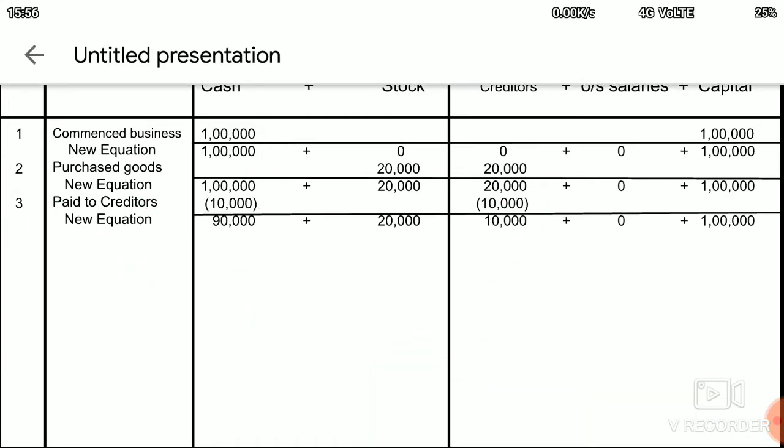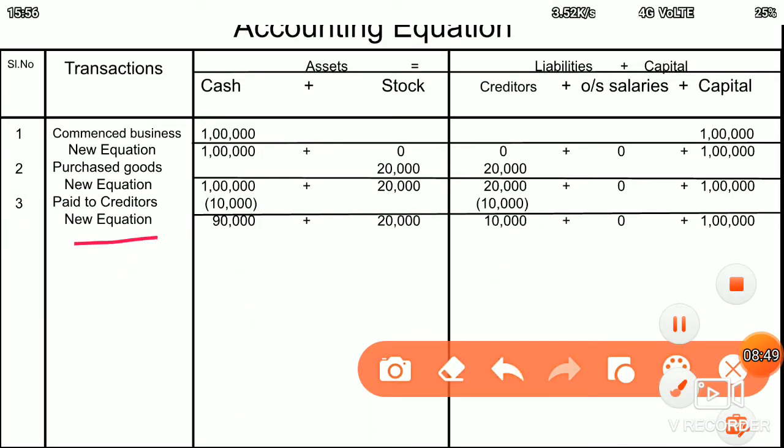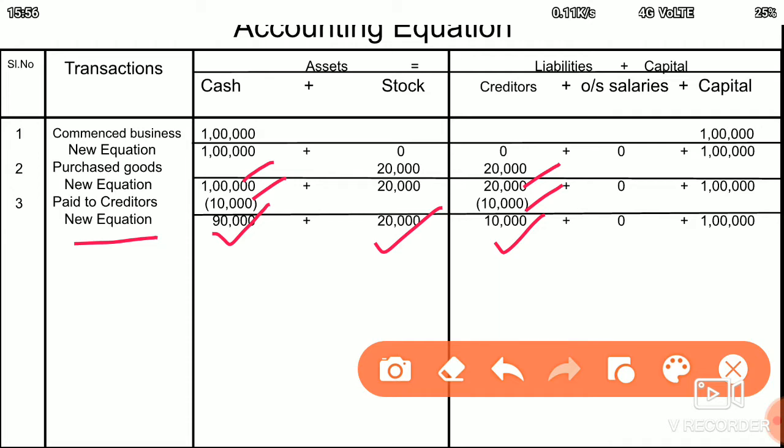So the new equation will be: cash was 1 lakh, it has decreased by 10,000, so the balance is 90,000. Stock is 20,000, remains unchanged. The creditors were 20,000, it has decreased by 10,000, so now the balance is 10,000 rupees. Then we have outstanding salary not affected, capital remains the same at 1 lakh.